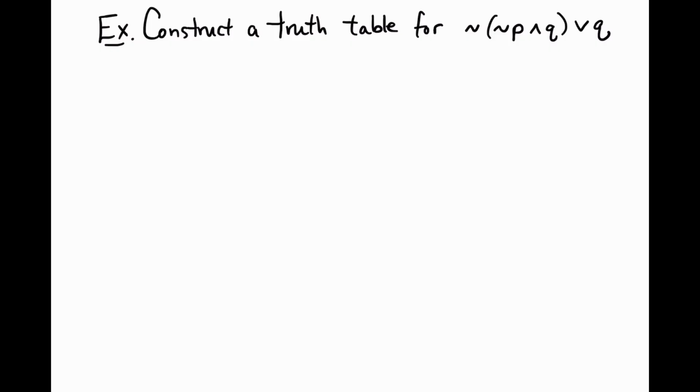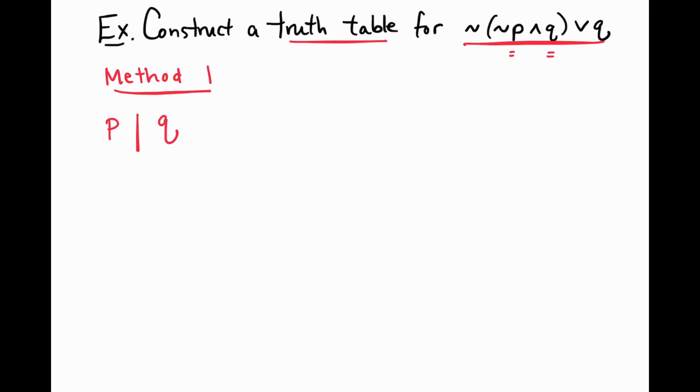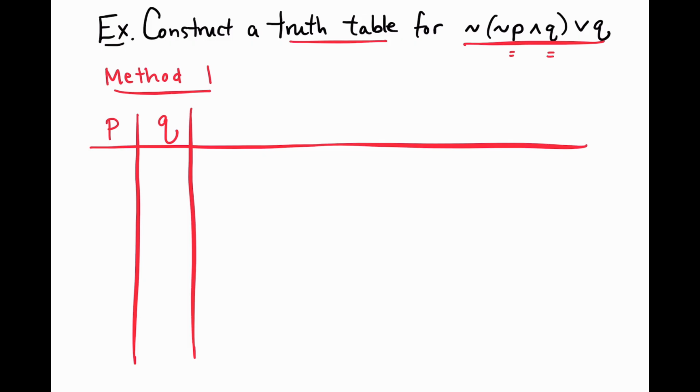In the second example here, we are going to construct a truth table for this statement, and I'm going to show you two methods for doing that. So method one is sort of the brute force method, and since this statement involves only two things, P and Q, I'm going to start by making my table with the following two columns. P could be true, true, false, false. And Q, I have true, false, true, false.